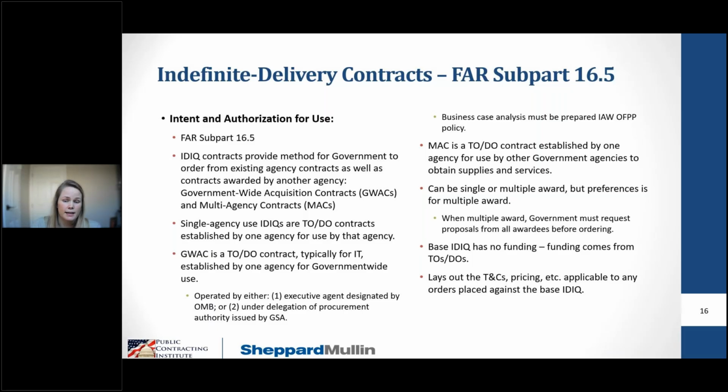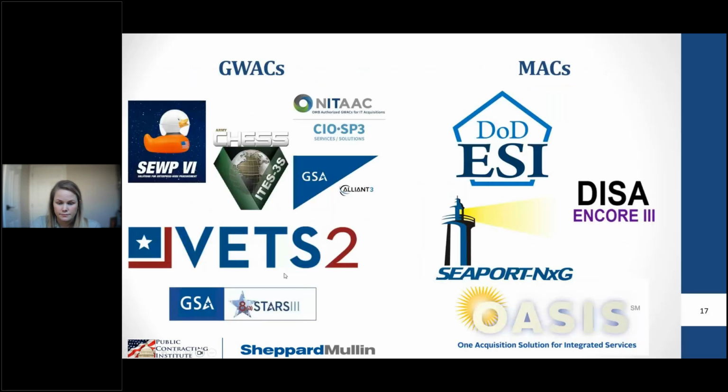Again, IDIQs technically have no funding other than that minimal guaranteed amount. All of your funding is coming in from the actual orders themselves, but the IDIQ lays out all the key terms and essential terms and conditions that will apply to each and every order. They're automatically incorporated in, including pricing, delivery, all of that, making the contract negotiation per order very streamlined as well.